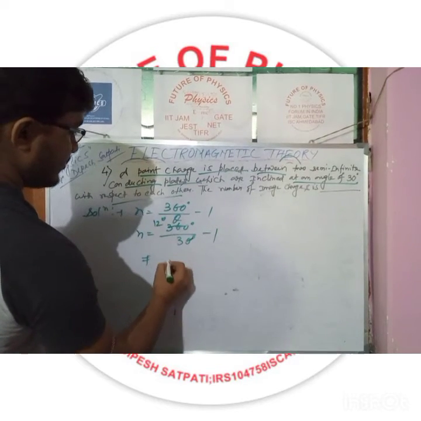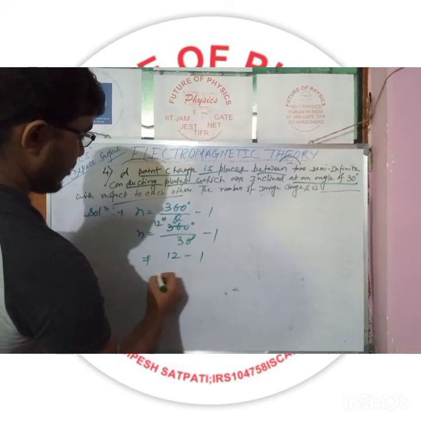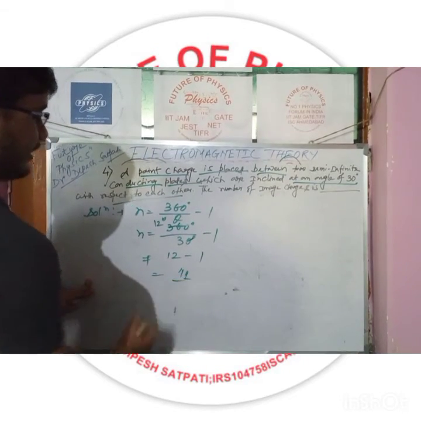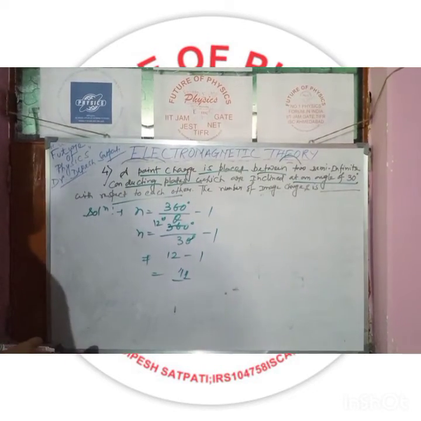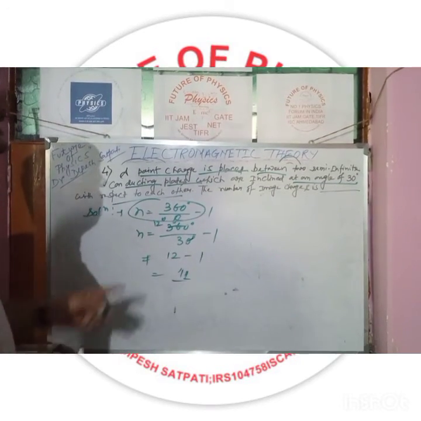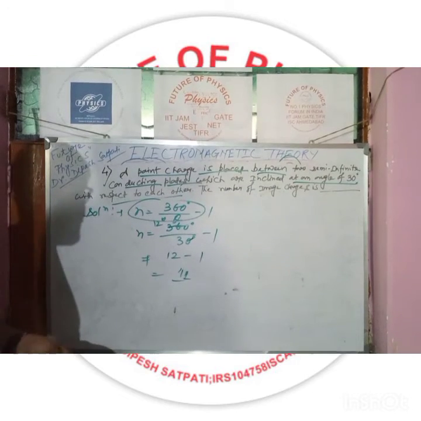That is 12 minus 1, so 11 is the right answer. The law is n equals 360 degree by theta minus 1.